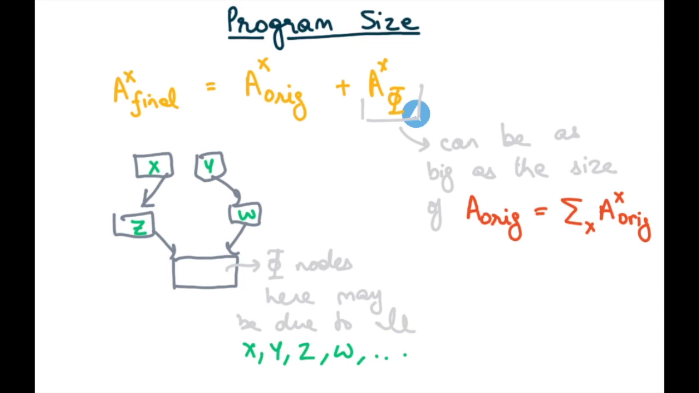Now the number of phi nodes that may be added can be as big as the size of the entire program A_orig, which is the summation over all the basic blocks of A_orig(X).